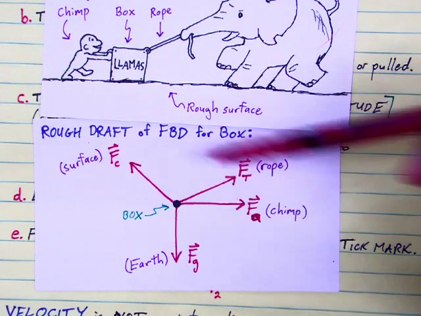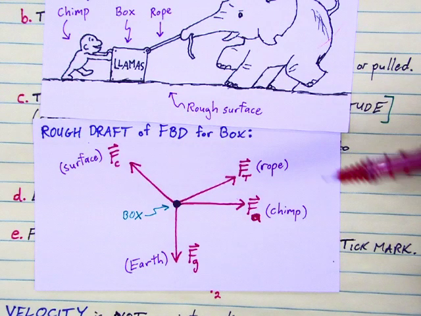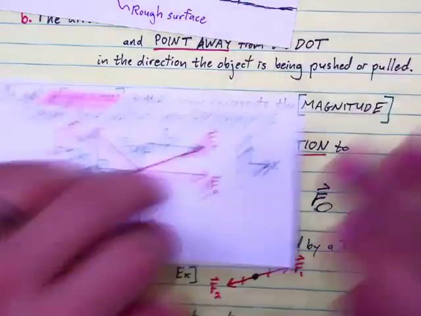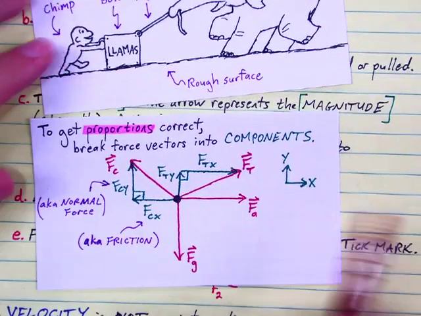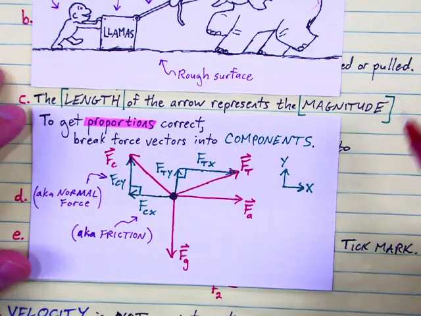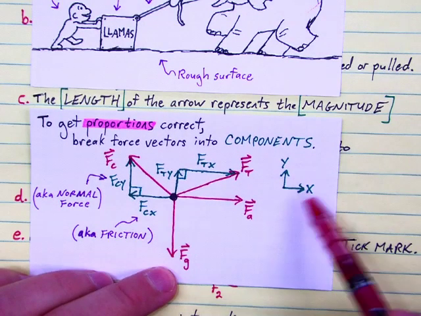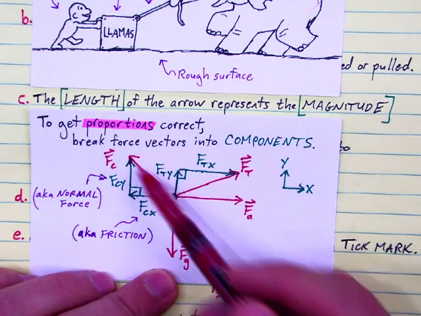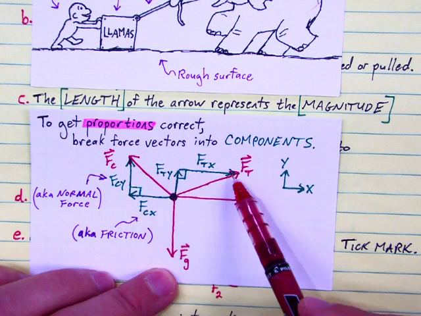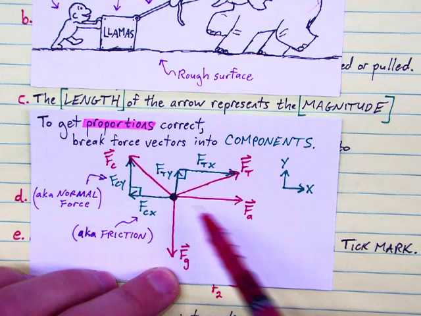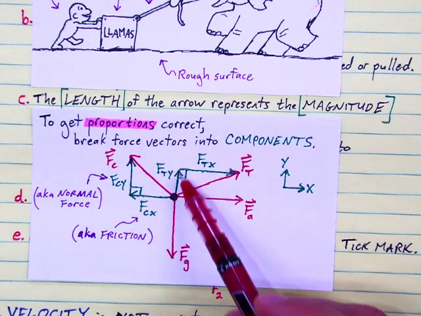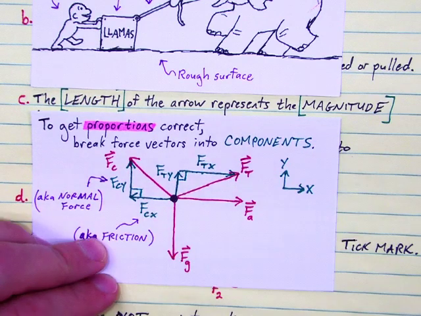Okay, so we've got our forces on here, but we do have to think about their proportions. To get the proportions correct, take all our force vectors and consider breaking them into components. Draw a set of xy axes over here on the right, and then for any forces that are not aligned with them, that is tension and the contact force from the surface here, break those forces into components by making them the hypotenuse of a right triangle, and the legs of the triangle are the components of that force. So here I've got F_Tx and F_Ty, the x and y components of the tension force pulling up on the box.